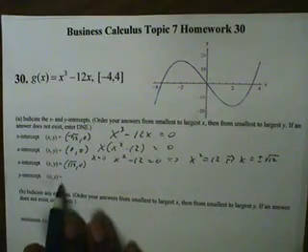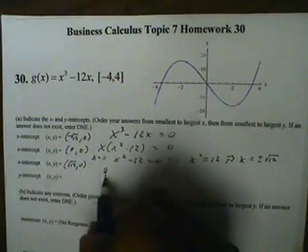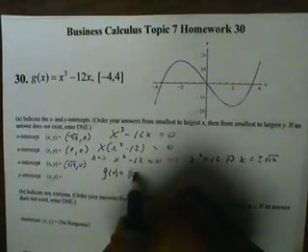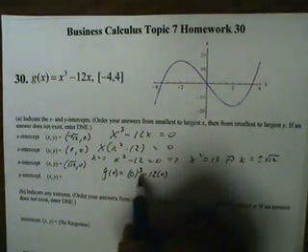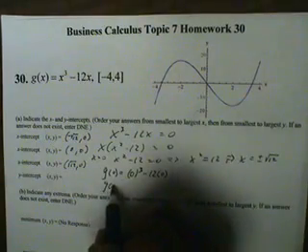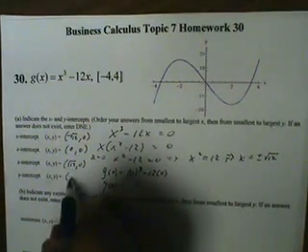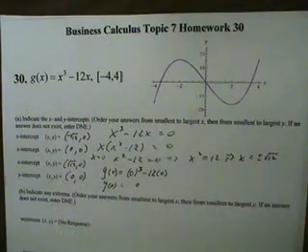Lastly, we need the y-intercept. We find the y-intercept by making all the x's 0. So 0 cubed minus 12 times 0, and we'll have g of 0 equals 0. So the y-intercept is 0, 0. Okay, next.